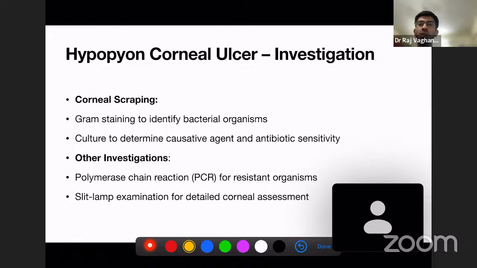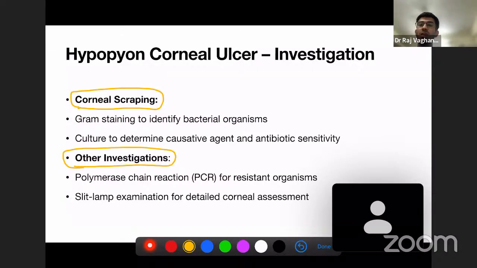Corneal scraping. Okay, corneal scraping and other investigations. So in corneal scraping, gram staining to identify bacterial organisms, culture to determine causative agent and antibiotic sensitivity, gram staining to identify the bacterial organisms, and the culture to determine the causative agent and antibiotic sensitivity. And other investigations will include PCR for resistant organisms and slit lamp examination. Like most of the diseases, slit lamp is also performed to visualize the cornea and the anterior chamber clearly. Okay, for detailed corneal assessment.